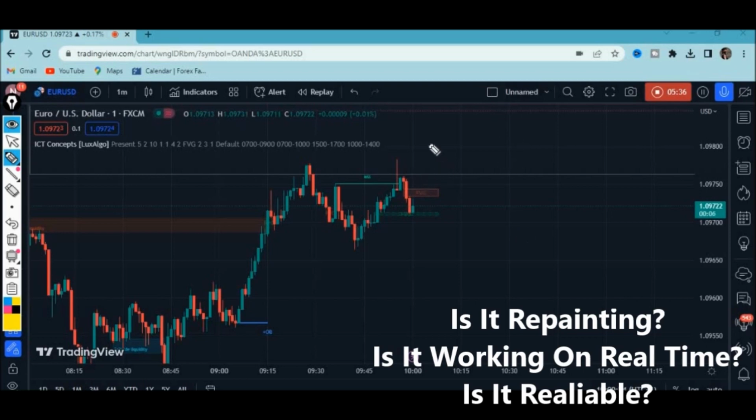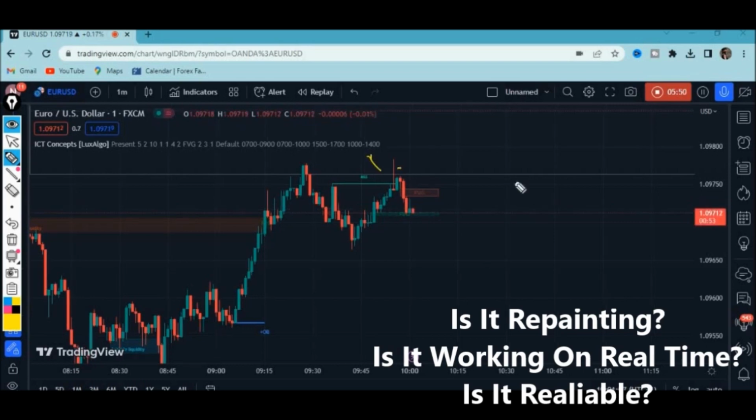And as well, before we see what is really going to happen over here, you can probably see we can have a false break of market structure. It does not give you accurate break of structure. You can have a false break of market structure.